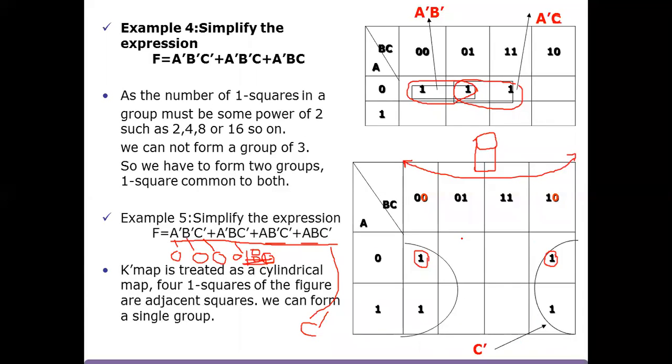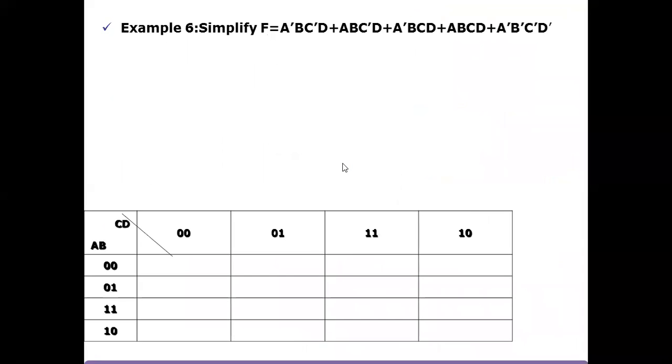Okay. Any problems? Any problems? No? So let's go to the next one. Simplify f equals A dash B C dash D, this one. This again has 4 variables. It will teach you about grouping. Give me a few minutes to fill out the table and then let's discuss.